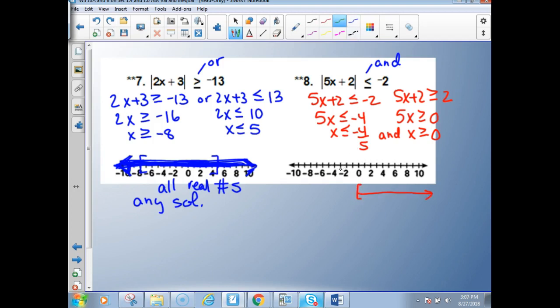This one would be from negative, what's that? Just a little bit under here, right? It's just a little less than 0, not quite negative 1. So that would be from there going that way. Where do they overlap? They don't. So there is no overlap. And if it's an and problem and there's no overlap, then there was no solution. Okay, I hope that explains why it should come out the way it does.